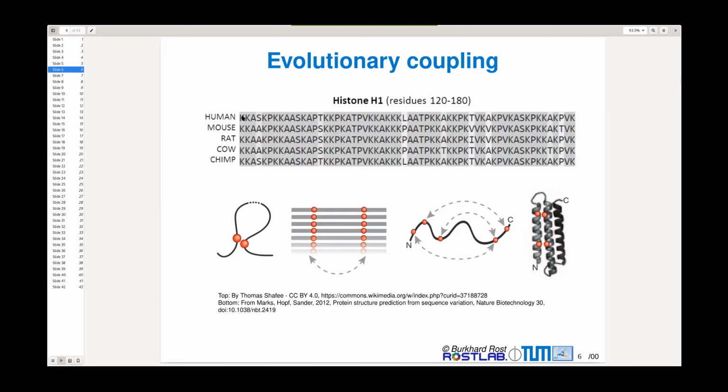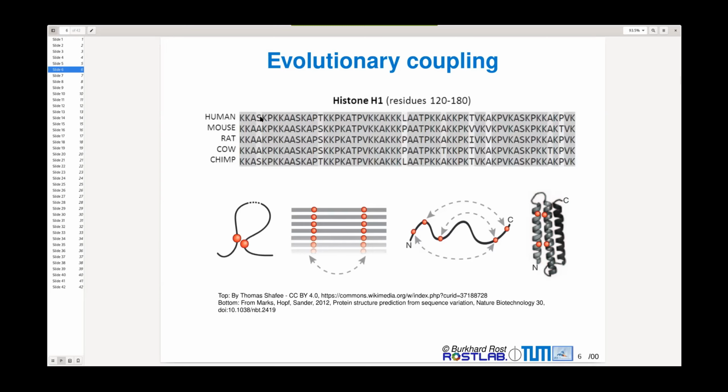So for any kind of query protein we're interested in, let's say we take this histone here from human, we build a multiple sequence alignment. So we're looking for evolutionarily related proteins in other organisms. And what we specifically are looking for in this scenario are correlated mutations between columns in the MSA.